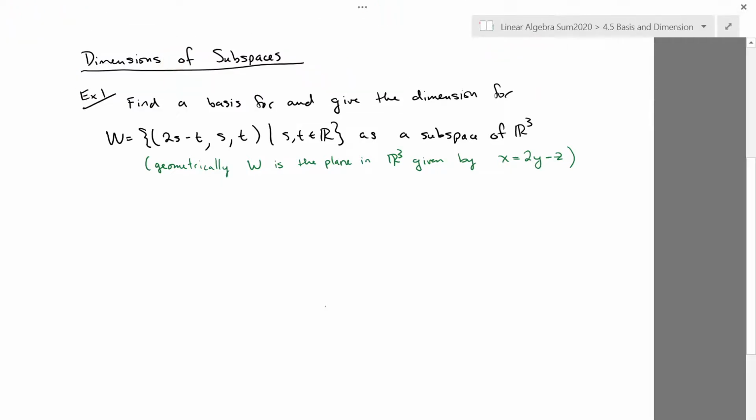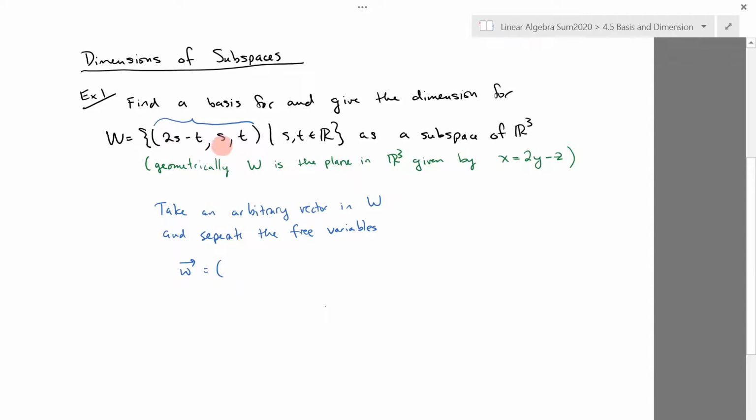Okay, so we want to find a basis for this vector space, right? So what we can do is we can take an arbitrary vector, right? So this is what an arbitrary vector looks like. And what we're going to do is we're going to separate the free variables. Right, so what do I mean by this?